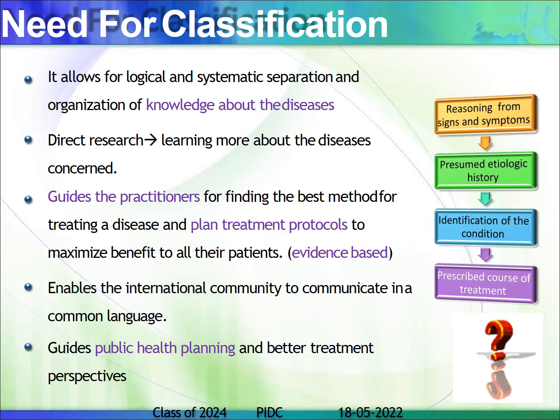better treatment perspectives. So basically, when a patient comes to you, there would be signs which are seen by you, symptoms which are told by the patient. So you should try to reason out from the signs and symptoms of the patient, and then go in for a presumed history. Ask the patient's history, go in for a presumed etiologic history, then go in for the identification of the condition, and then prescribe a course of the treatment.